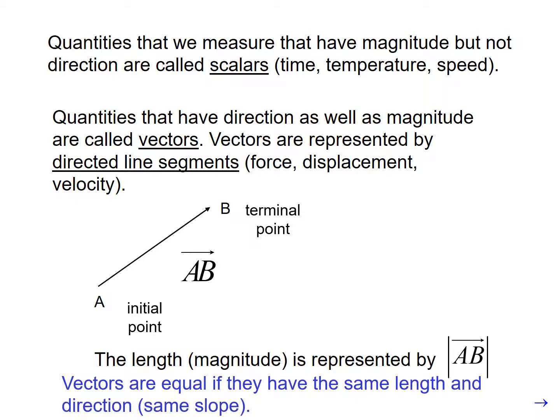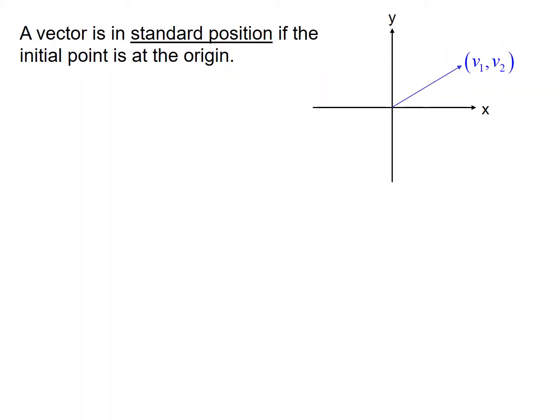And it's important to understand that vectors are considered to be equal if they have the same length and same direction, or the same slope, regardless of where they actually are in space. So we can have two vectors with the exact same length, pointing up at the exact same angle, and they're both considered to be equivalent. Here we have a vector in standard position. So if vectors are equal despite where they are in space, we can take that vector and move it down so that the initial point is at the origin. And that's our standard position for a vector.